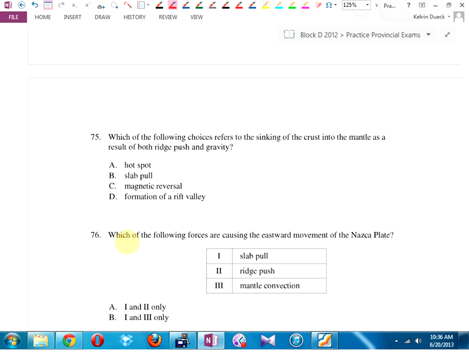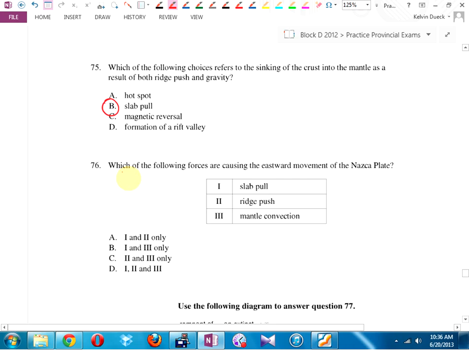Which of the following choices refers to the sinking of the crust into the mantle as a result of both ridge push and gravity? Right? That's where once the slab starts, it's like when you're standing on the edge of a swimming pool. If someone starts to pull you in, it's much easier for you to fall in. When part of your slab has already started sinking underneath the continental or the oceanic plate, it's going to start pulling the rest of the slab with it. Yes, thank you, Captain Obvious. Or there is an echo in here.